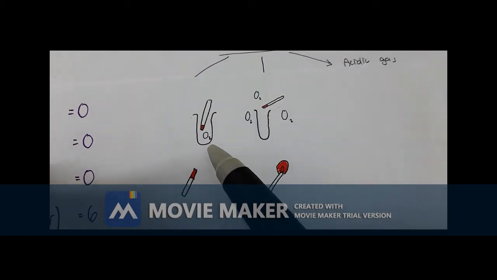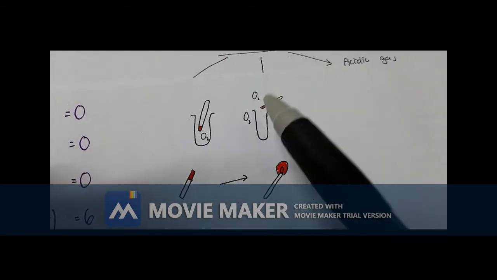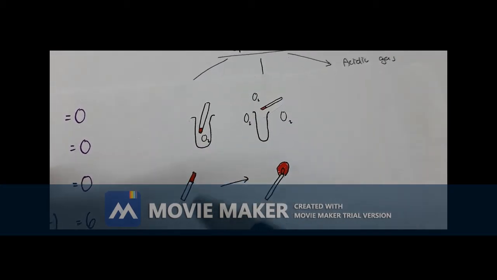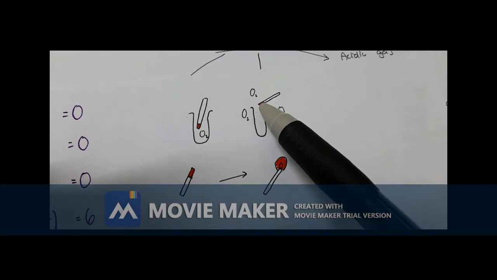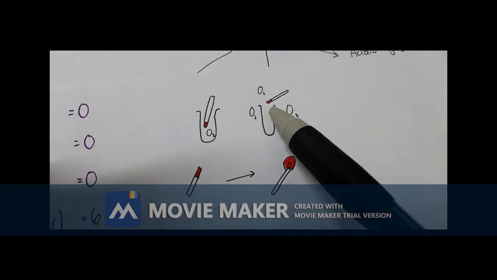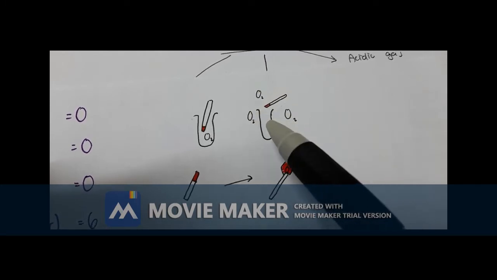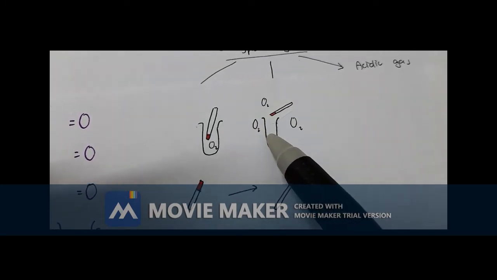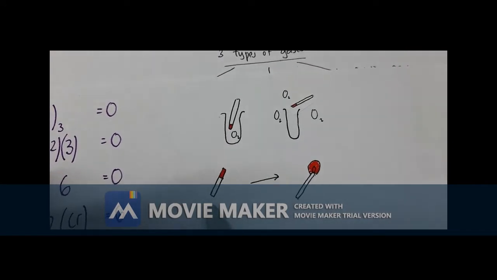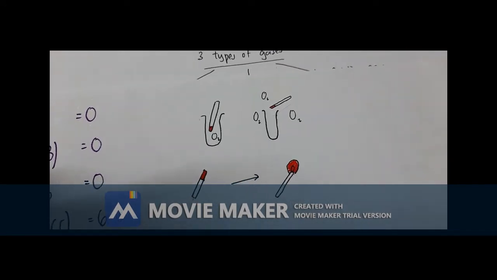The reason why you shouldn't put it near is because the glowing wooden splinter will relight when O2 is present. If you put it near the test tube, it will be relighted, but it will be relighted because there's O2 gas in the atmosphere and not because there's O2 gas in the test tube. So then the glowing wooden splinter will be relighted. This is how it should look like.